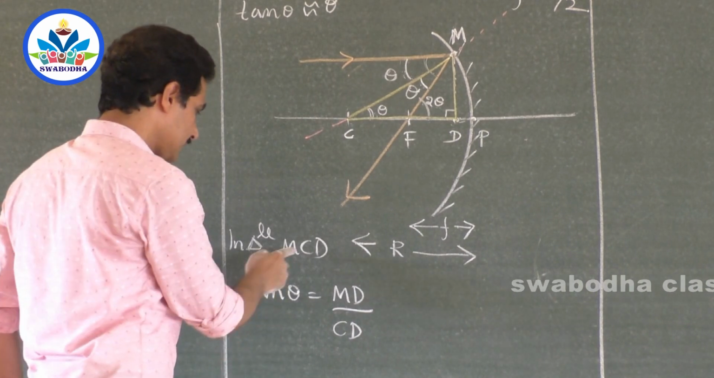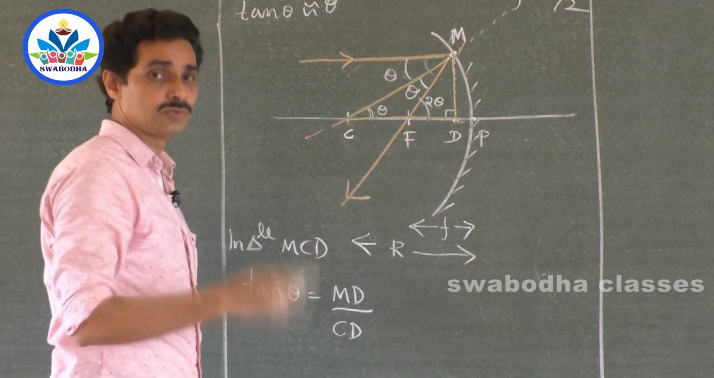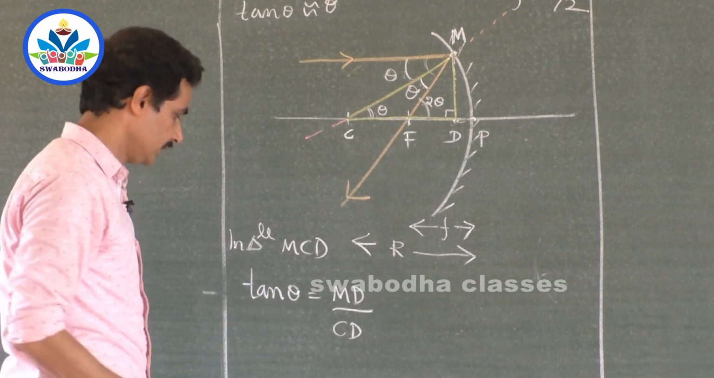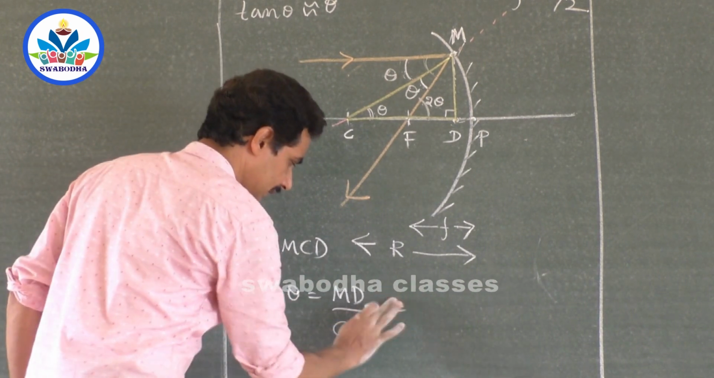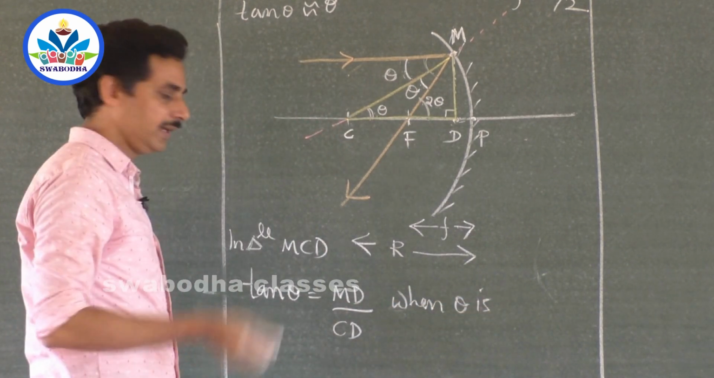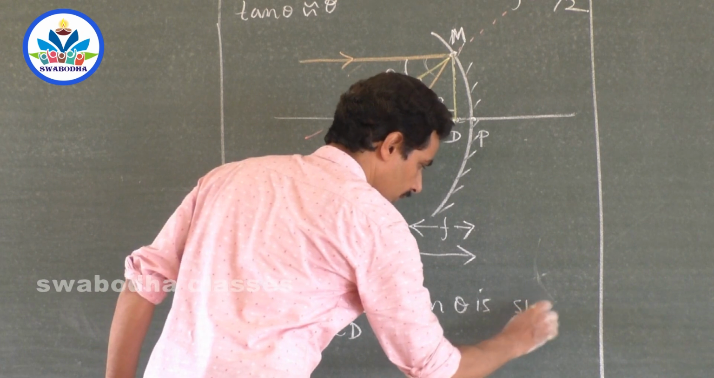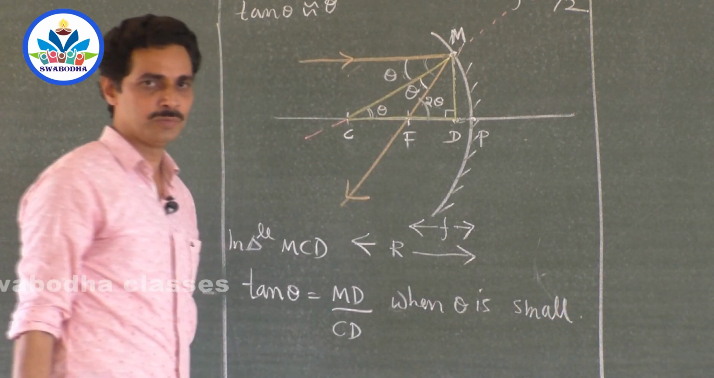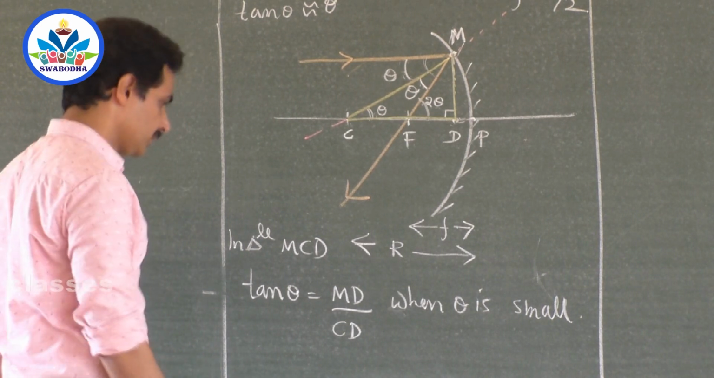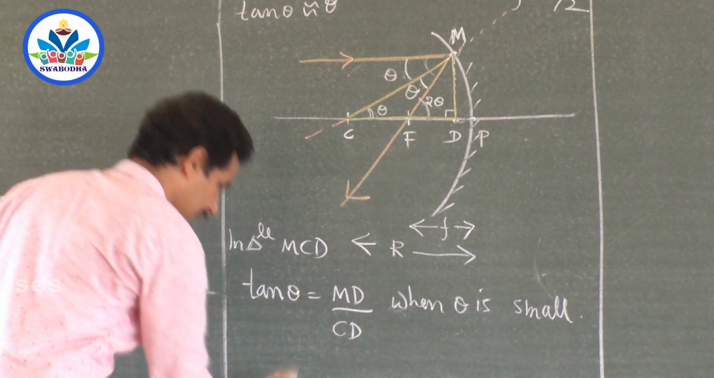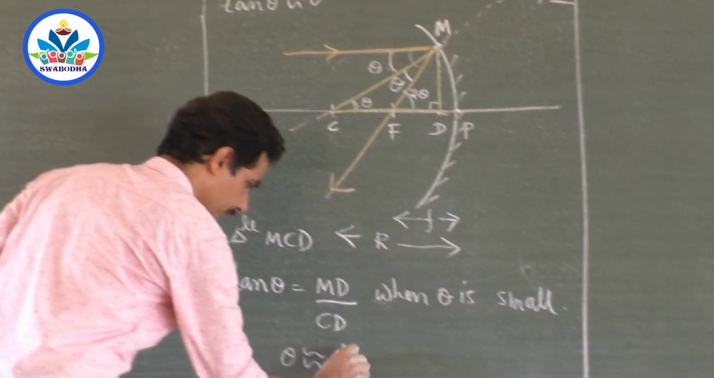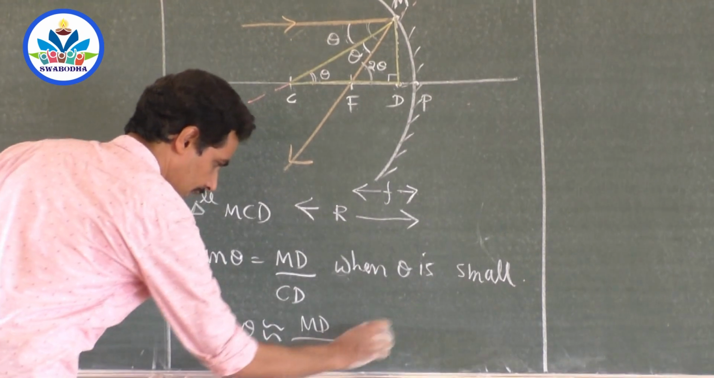Now, since theta is very small and 2 theta, everything is very small, I can take tan theta almost equal to theta. Hope you are writing this, write along with me, otherwise you won't be able to follow. Don't watch as if you are watching a movie, simply follow this along with your paper. So when theta is very small, tan theta is almost equal to theta. So theta is almost equal to MD by CD, equation 1.